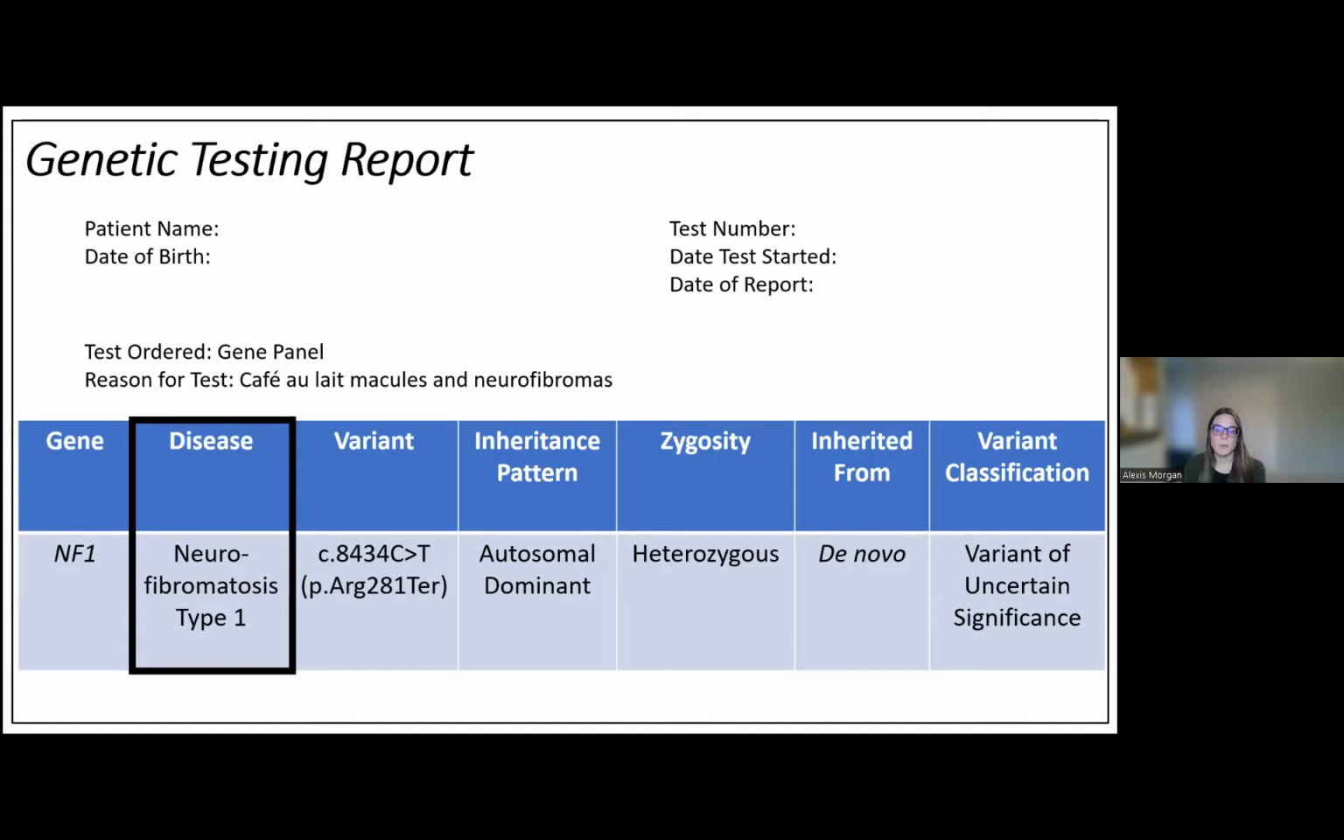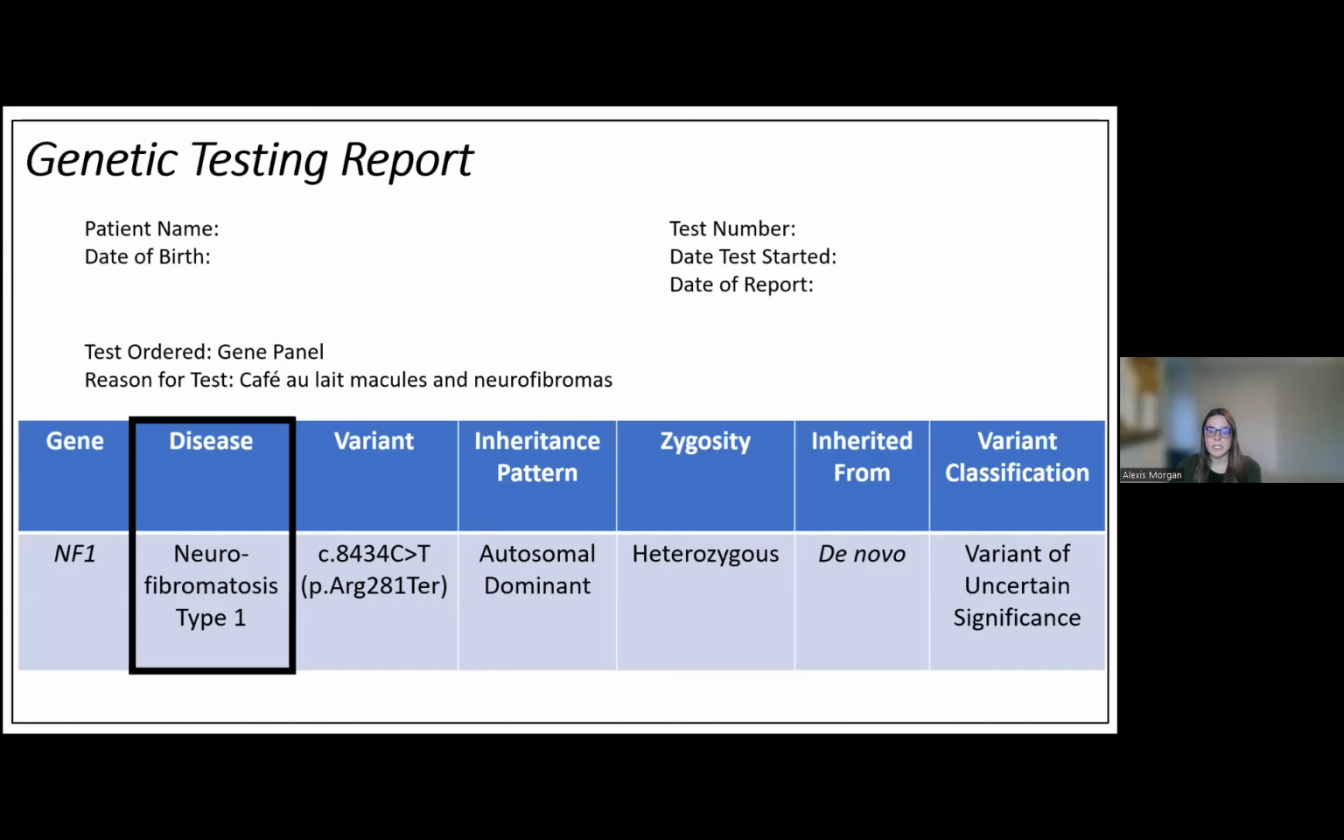Sequence reports will also note if there is a disease or a genetic condition associated with that gene. In this example, the NF1 gene is associated with neurofibromatosis type 1, which is a genetic condition that impacts the skin. Individuals with this condition may have some dark spots called café au lait macules, freckling in the armpit or groin area, or bumps in the skin called neurofibromas.